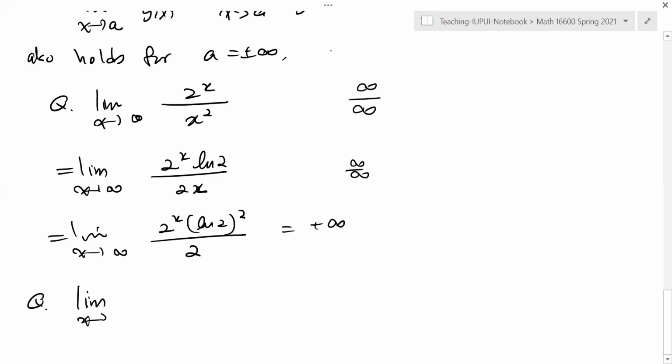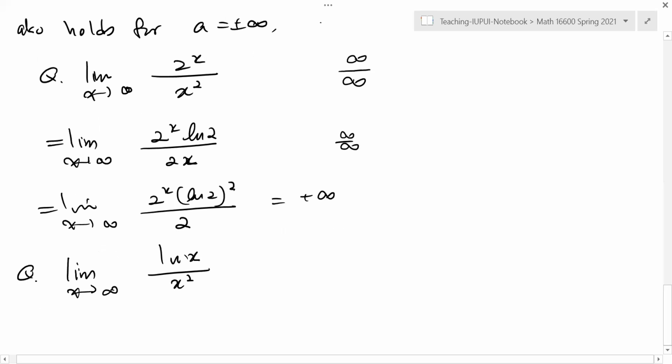And now how about this? Natural log of x divided by x squared. I think this is going to be 0. The natural log of x grows pretty slowly, slower than any polynomial, okay? I can put possibly any positive number. Let's say put a here. A is positive, okay?